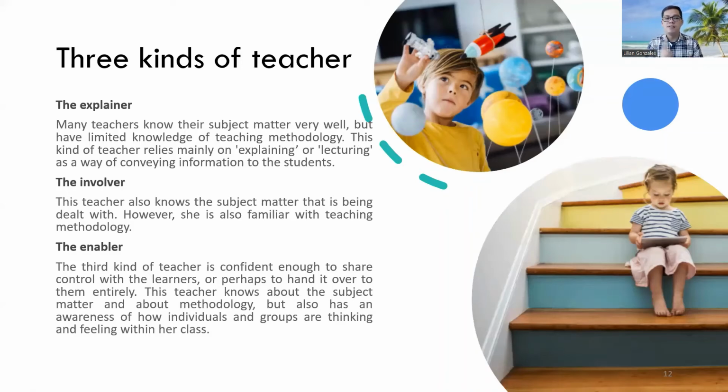That's one. The second is the involver. This teacher also knows the subject matter that is being dealt with, however, is also familiar with teaching methodology. So both theory and methodology in teaching, this teacher is using. So we call that the involver. The enabler, the third kind of teacher, is confident enough to share control with the learners, or perhaps to hand it over to them entirely, meaning the control of the class. This teacher knows about the subject matter and about methodology, but also has an awareness of how individuals and groups are thinking and feeling within their class.